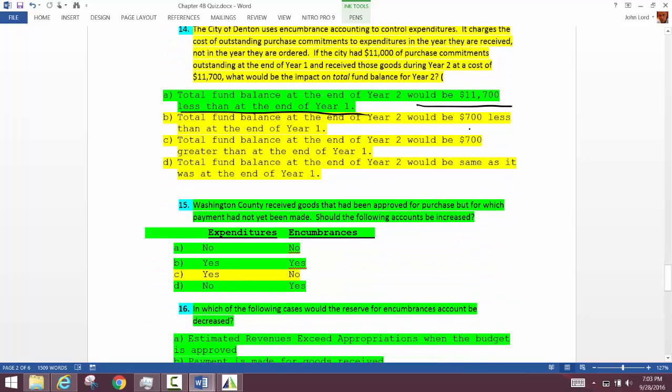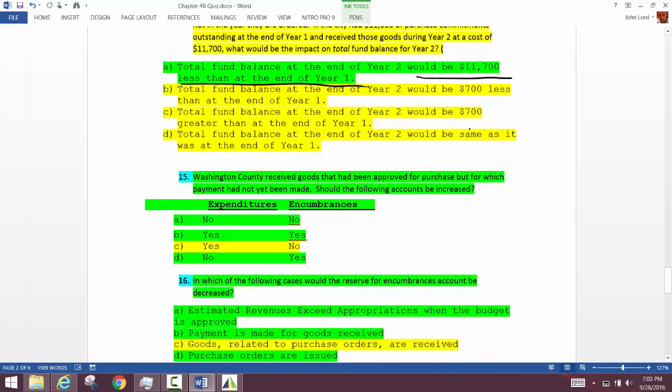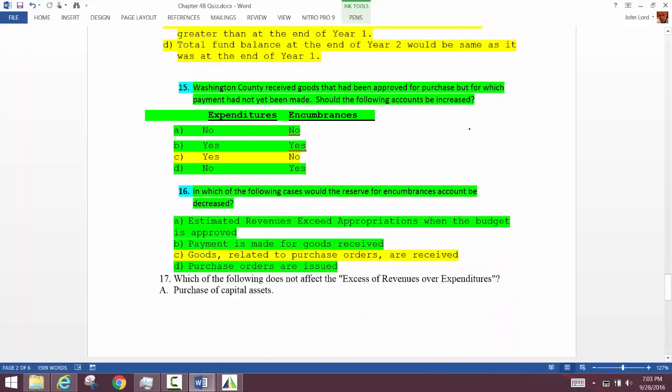Washington County receives goods that had been approved for purchase, but for which payment had not yet been made. Which of the following accounts should be increased when we receive goods? We should increase expenditures, right? And we do what to encumbrance? We credit it. We decrease the encumbrance, right? In fact, we zero it out for that particular item anyway, don't we? Okay, good.